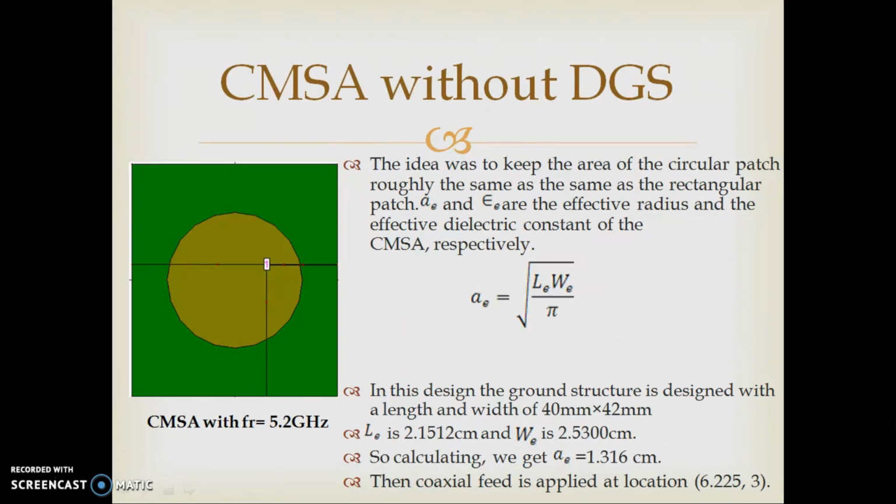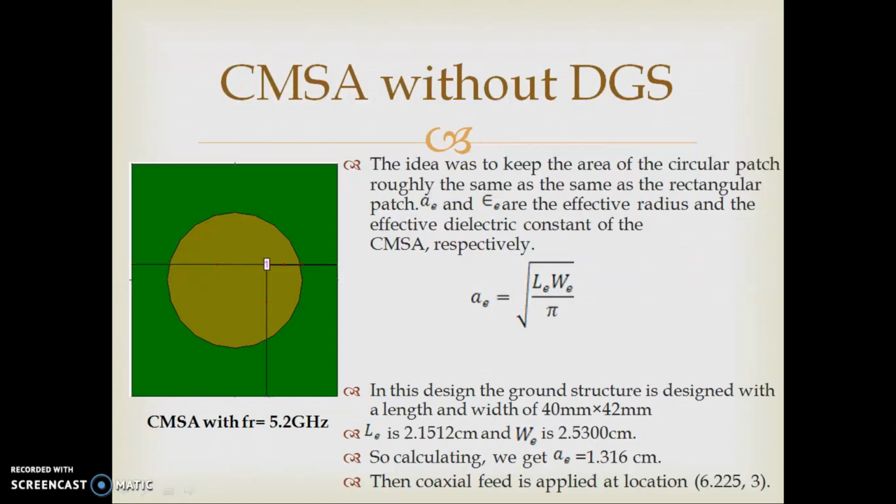So first we designed the CMSA without the DGS. Earlier we have seen that the RMSA was initially designed to resonate at 5.2 GHz, which is in the WLAN band. So while designing the CMSA, the idea was to keep the area of the circular patch roughly the same as the rectangular patch. Here you can see that AE and epsilon naught E are the effective radius and the effective dielectric constant of the CMSA.